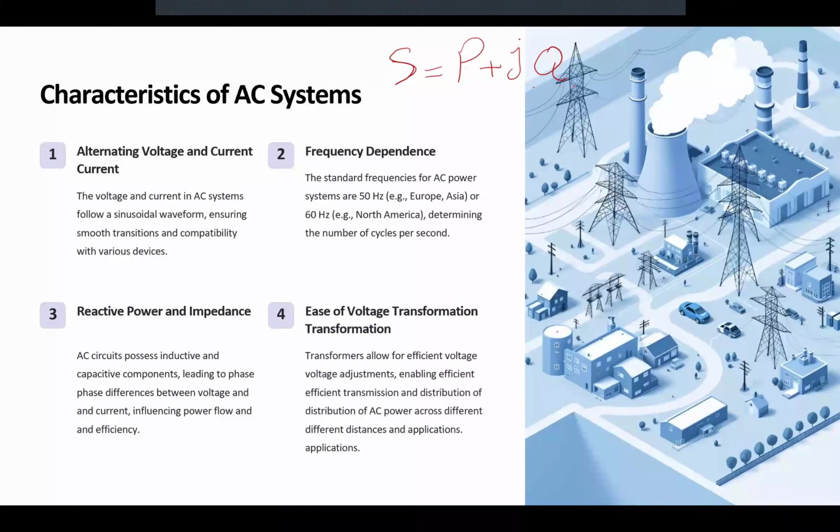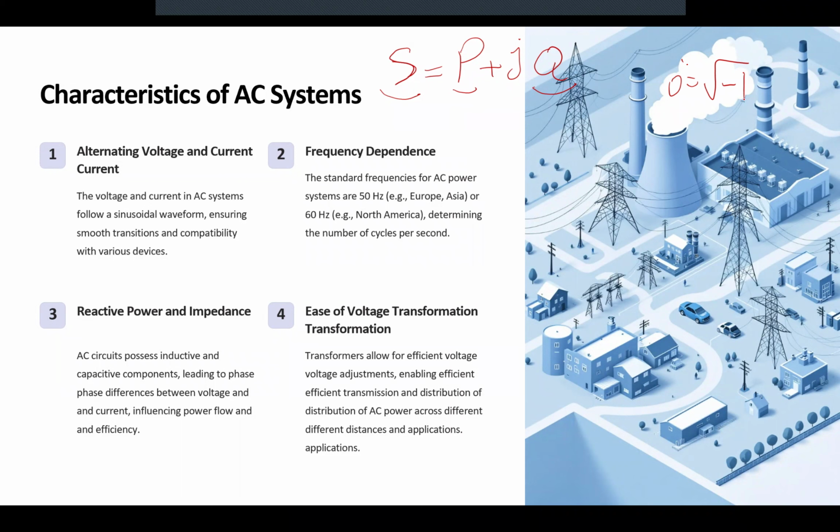Okay, this is reactive power, this is active power. And S is the complex power. We also call it complex power, S. And j is the square root of -1, the complex number.